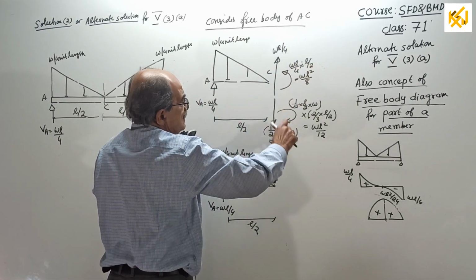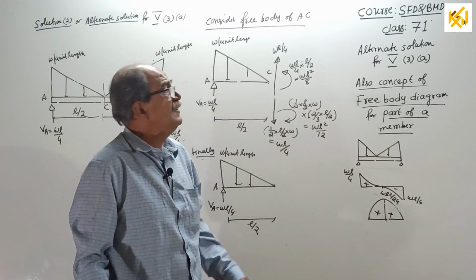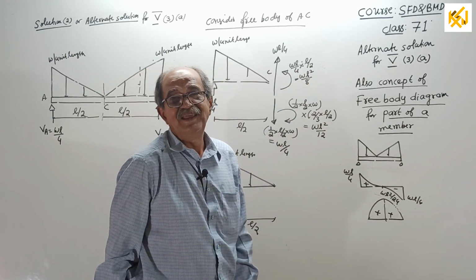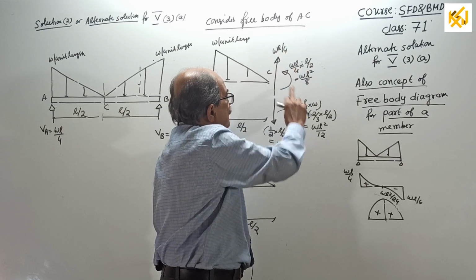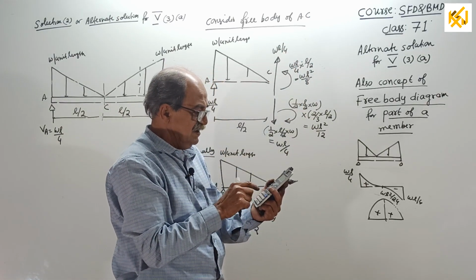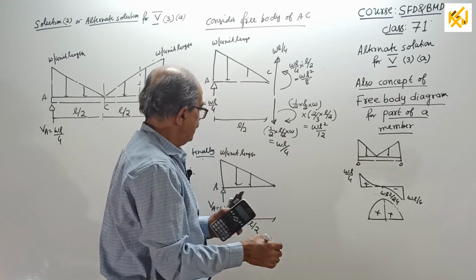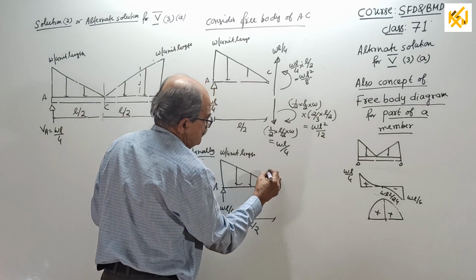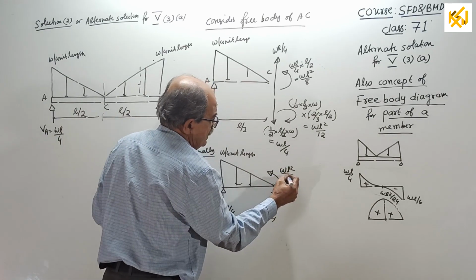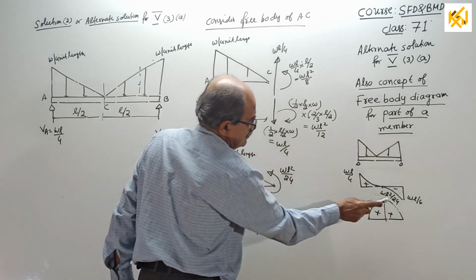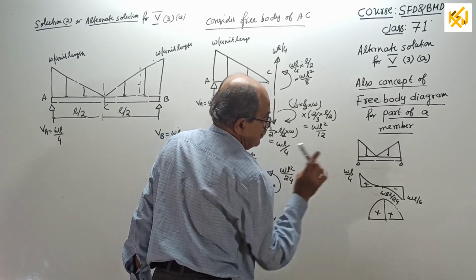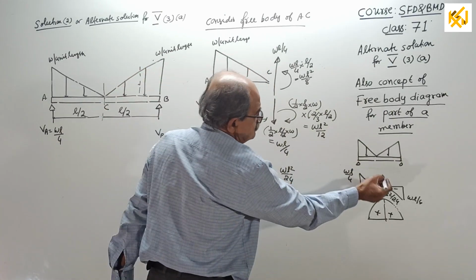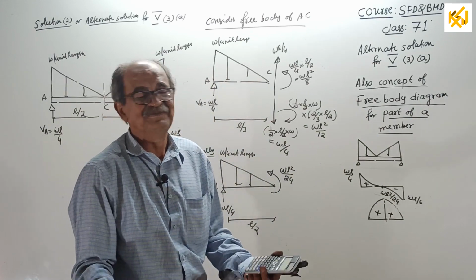Anti-clockwise WL square by 8, clockwise WL square by 12. You should know that much mathematics: 1 by 8 is bigger than 1 by 12. Therefore, 1 by 8 anti-clockwise and 1 by 12 clockwise, the higher is 1 by 8, so I subtract 1 by 12. The direction is anti-clockwise, WL square by 24 will come. Shear force 0.